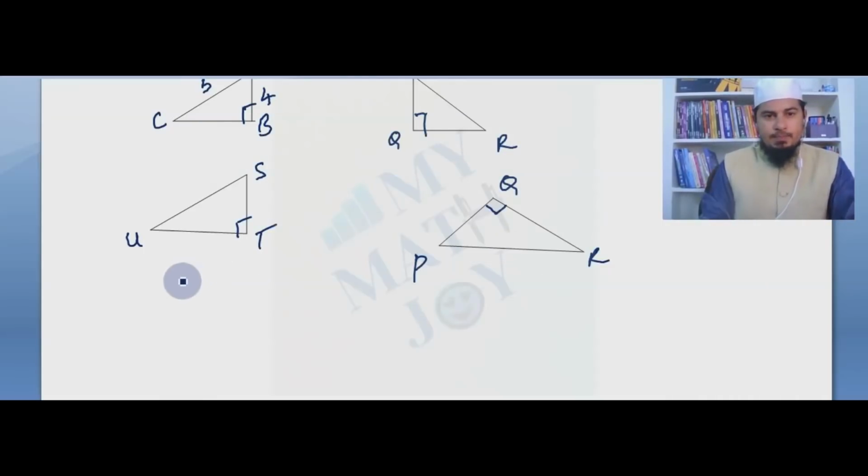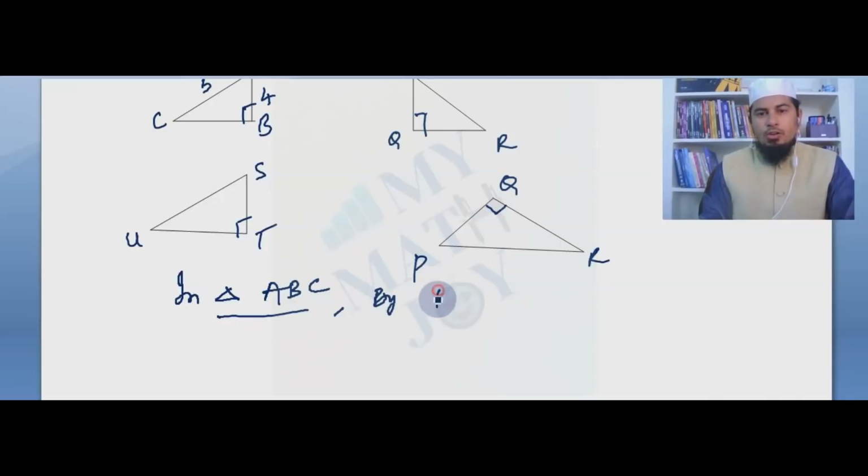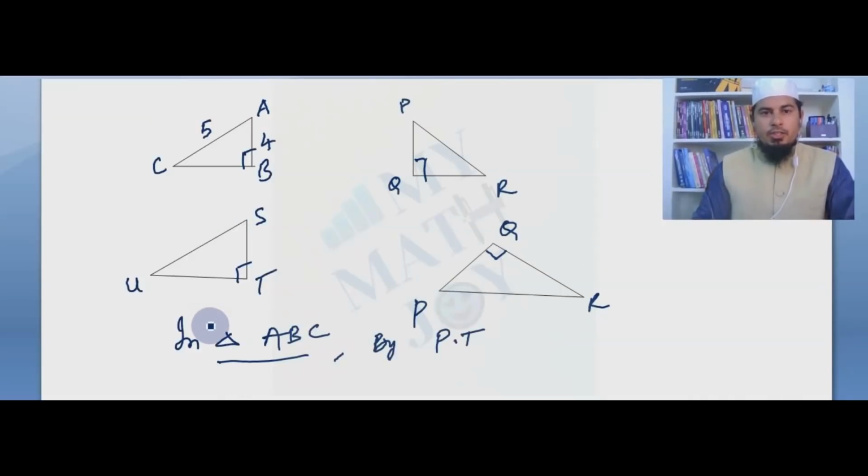So in triangle ABC, right angle at B. By Pythagoras theorem, according to the definition, hypotenuse square is equal to the sum of the squares of the other two sides. Then it should be AC square plus, I'm sorry, I made a mistake, no problem. Now see here, AC square is equal to, because hypotenuse is here, hypotenuse square is equal to AB square plus BC square. This is the basic definition.